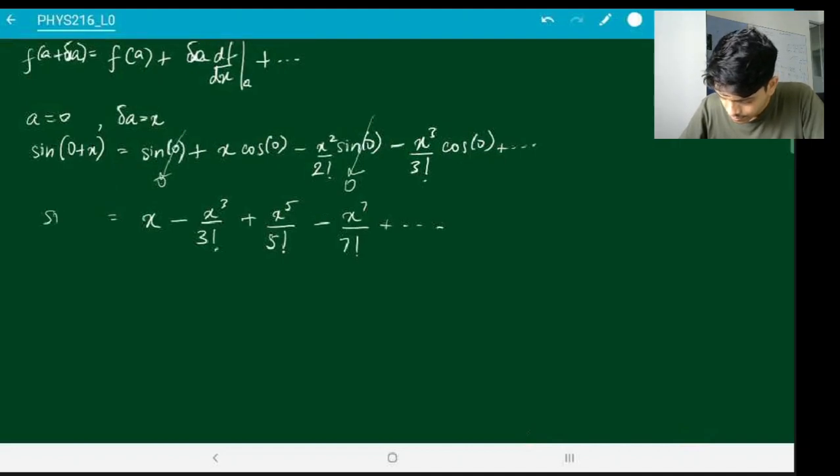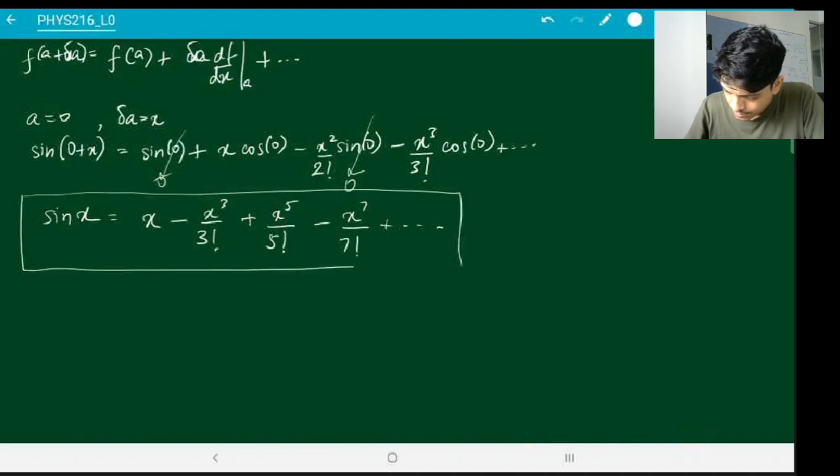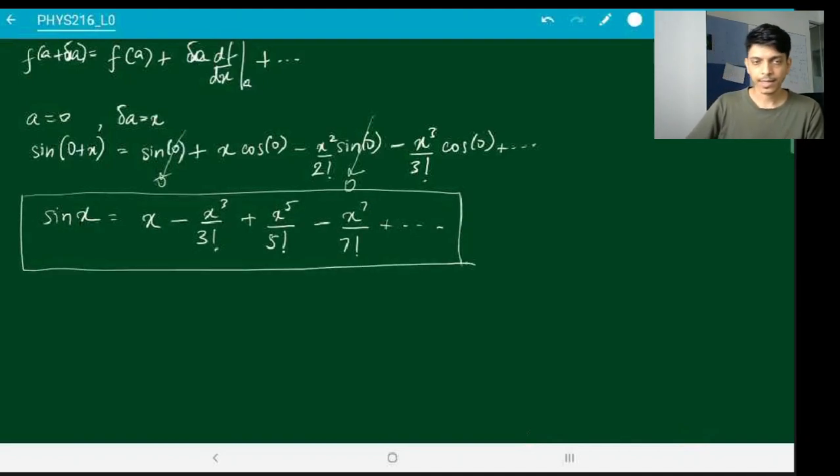So this is a formula for sine of x. This is an approximate formula. Higher order terms will give you some corrections. If you neglect the higher order terms, then you have some error in your estimation.